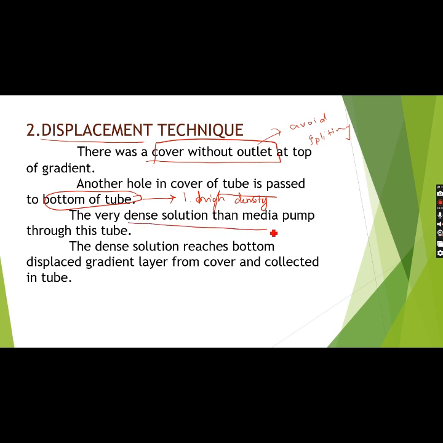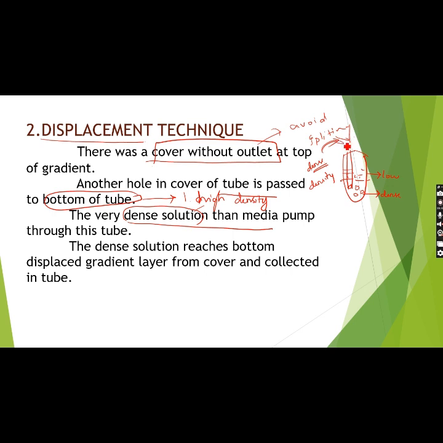So a very dense solution, then the high density component is going to be separated. Here there is a test tube, where there is a low density medium which is going to have components of similar density, and a high density medium which is going to have components of similar density. A cover is made. In this test tube, a tube is passed. Through this tube, a dense solution is passed. This dense solution is going to have a density which is more than the dense solution in the tube.